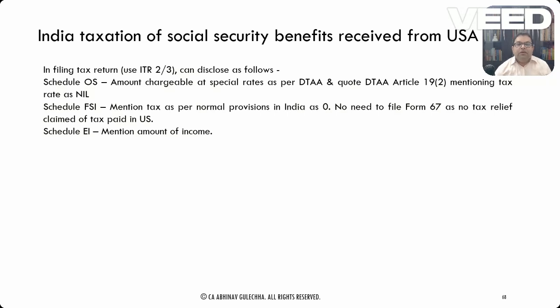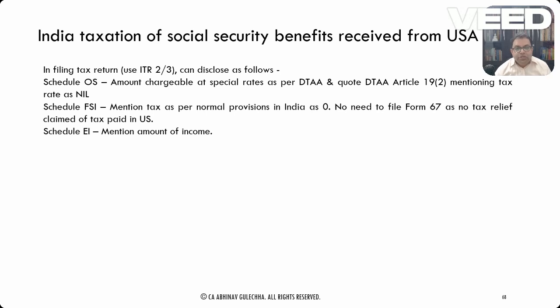Okay. Now, at the time of filing the tax returns, ITR 1 won't work, right? Because this is foreign source income, so you need to fill Schedule FSI. So you need to use either ITR 2, or if you have business income in India, you can use ITR 3, and you can disclose. This is just a suggestion from my end, just a recommendation on how you can disclose.